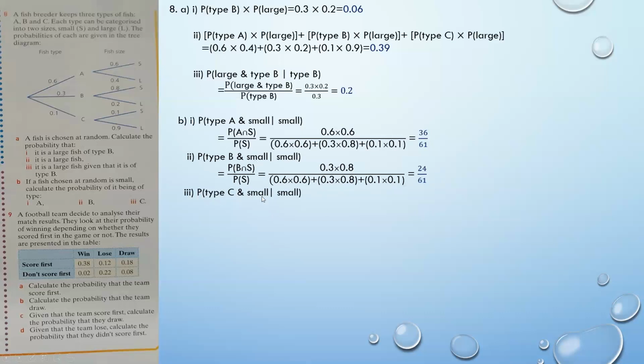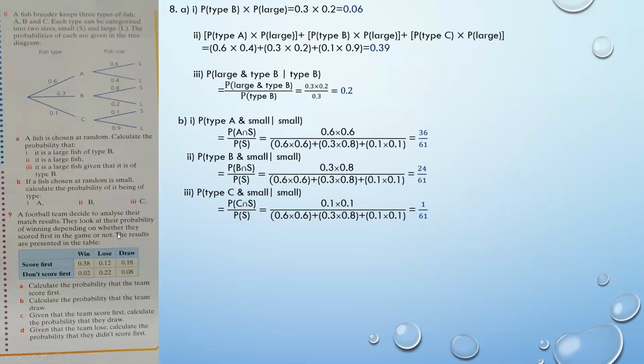Then type C and small will be C intersect with S. So C times S, 0.1 times 0.1, and then this one, and this is the answer.